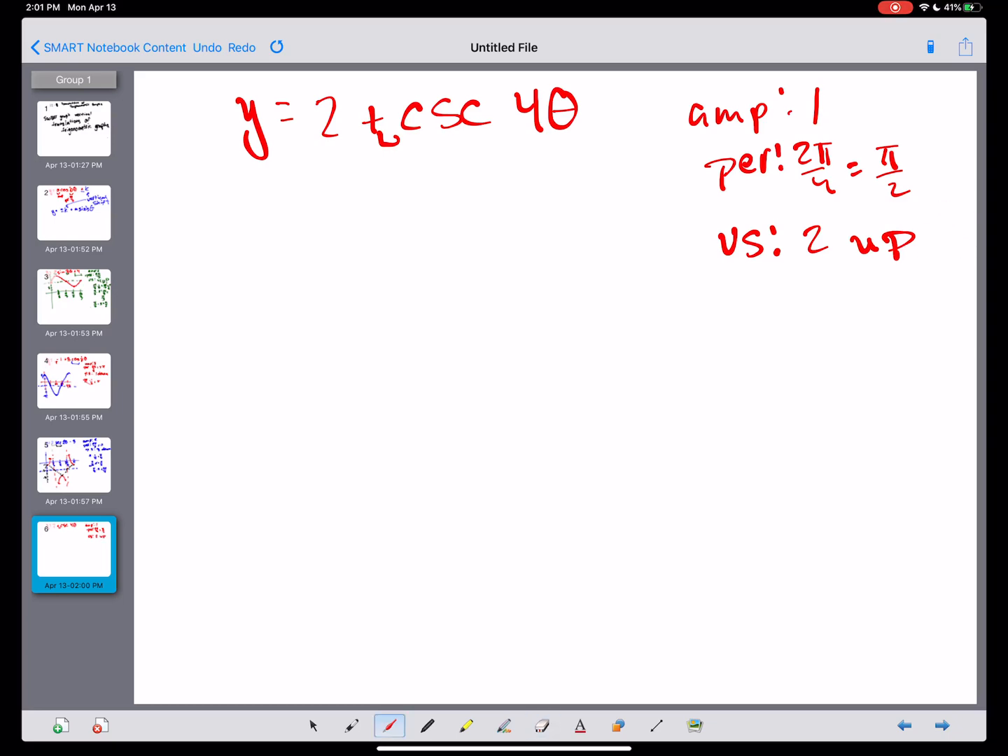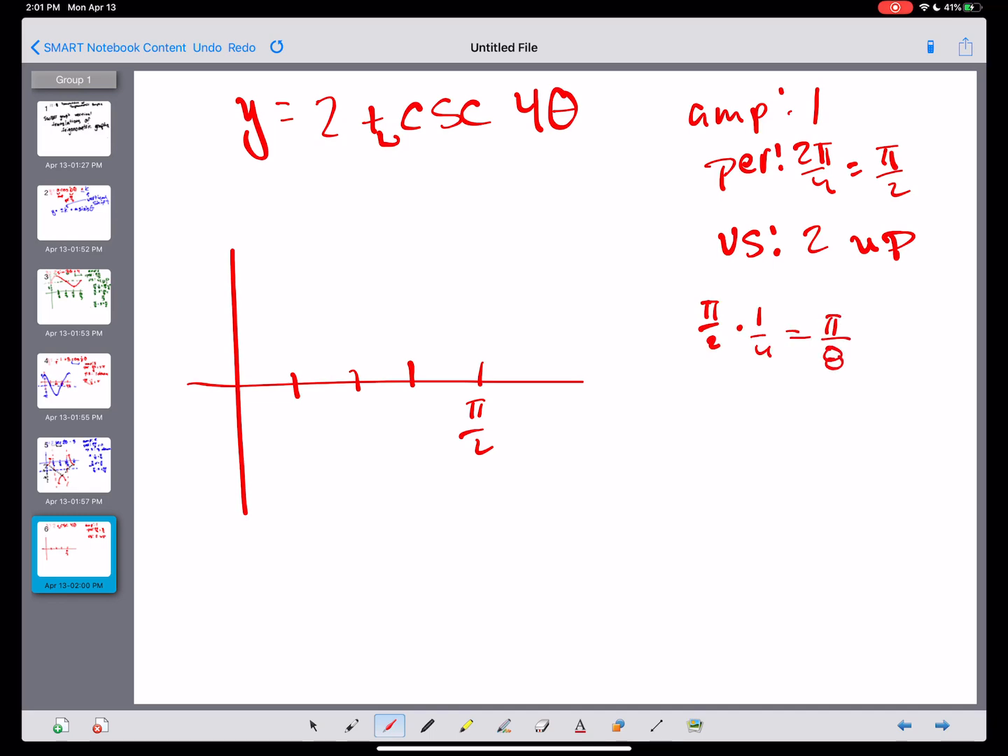Okay. Now, do the same thing. 1, 2, 3, 4. Pi over 2 goes at the end. Take pi over 2, times it by 1/4 to get pi over 8. And that's your first coordinate. Then take pi over 8, times it by 2. And then you get pi over 8 times 3 is 3 pi over 8. And that's how you find your 3 coordinates right there.